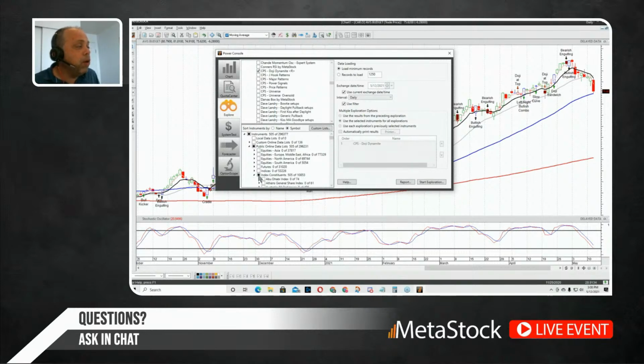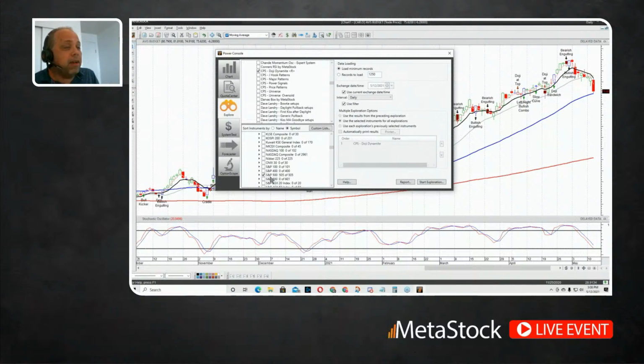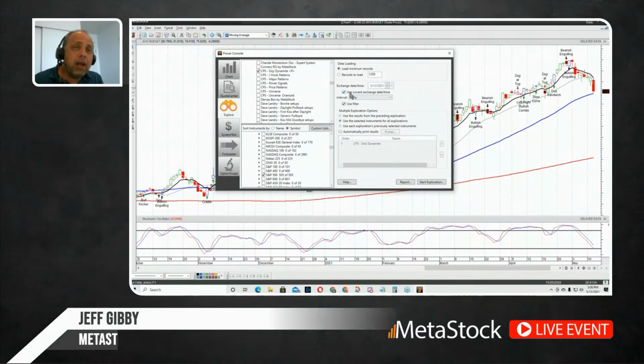So what I'm going to do here is just run a real quick scan. I'm going to come down to index constituents, and I'm going to find the list of the S&P 500, which is right here. Okay, it's already selected because this is a scan I run all the time. I like to scan against the S&P 500. So I'm just going to scan for any patterns that we had during the market today. Let's go ahead and start that exploration.